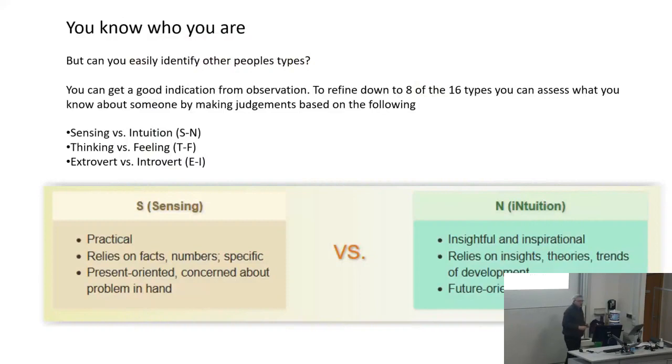Right, so you know who you are because you've done the test and everything else. But if the other person's not telling you what they are, or you haven't asked them, or you don't want to ask them, can you tell by looking at them what they are?